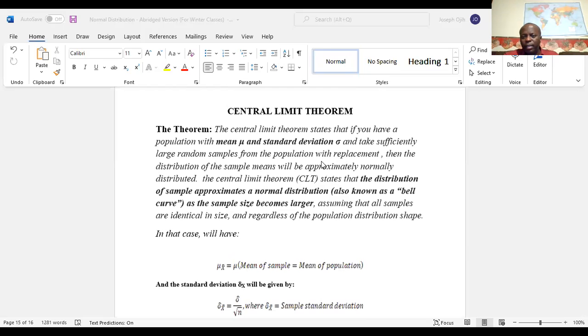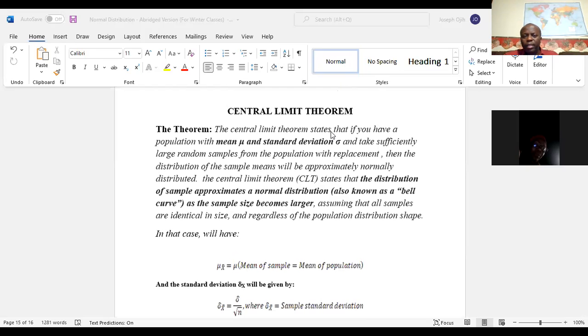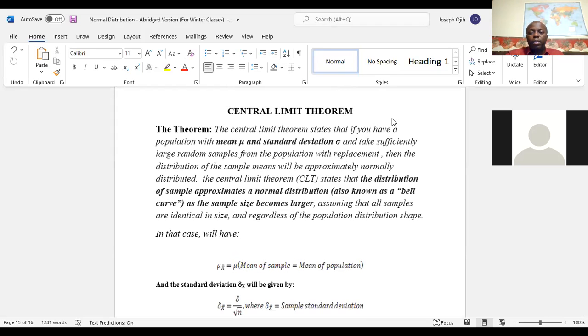The central limit theorem says that as the sample size increases, the distribution of the sample means will approach a normal distribution, so it will have the shape of a normal distribution curve. That's basically what it is saying, as long as the samples are selected randomly from the population with replacement.